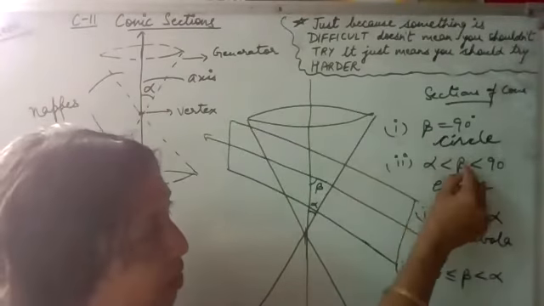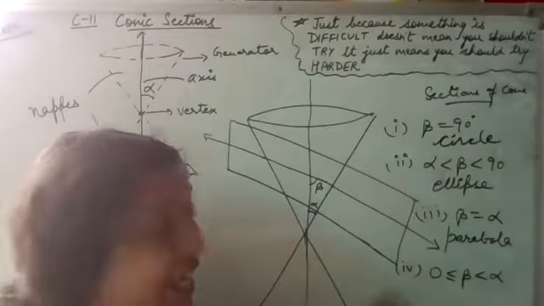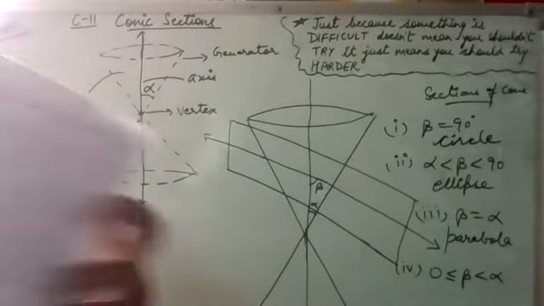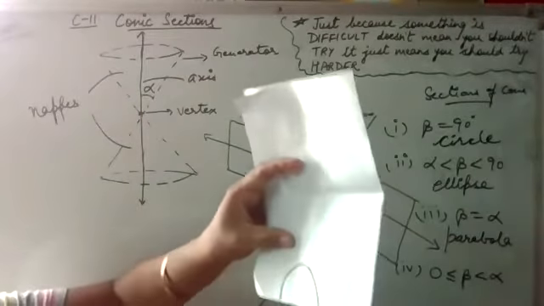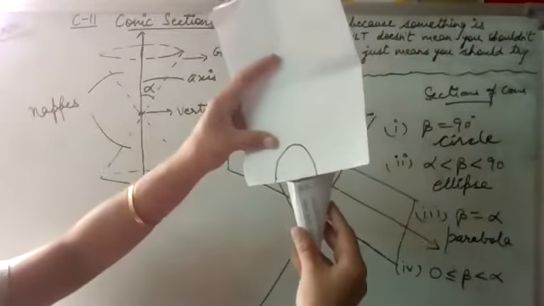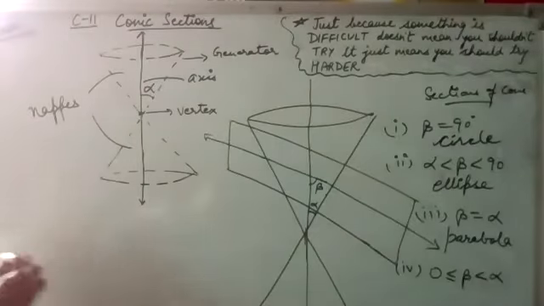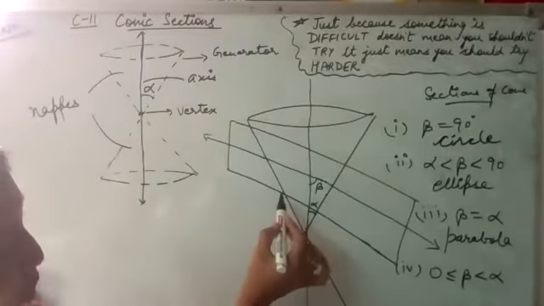And then the next case, we made the angle smaller, okay. First it was greater than alpha, then it was equal to alpha, then it is less than alpha. We made the angle smaller, so it is tilted even more. When it is tilted even more, it will just go inside this cone, it will cut the other nappe of the cone also.